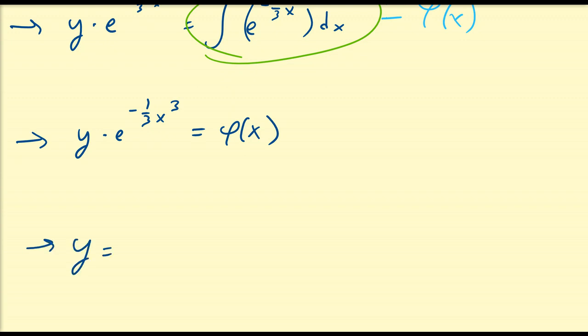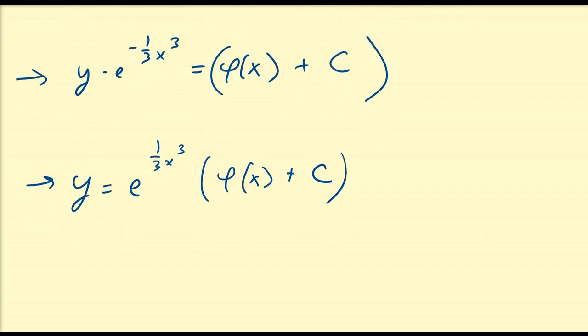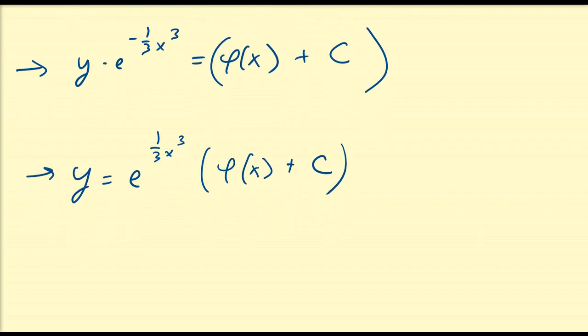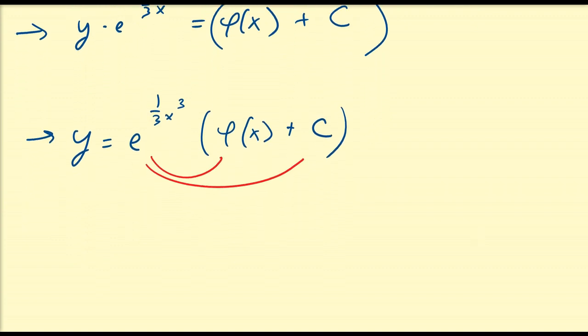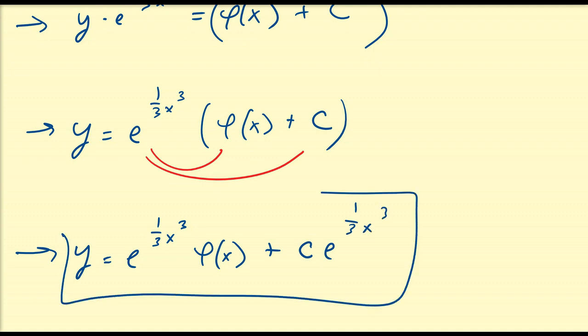So I have y is equal to e to the positive 1/3 x cubed times Φ(x) plus some arbitrary constant c. So let's do this step. I'm going to distribute to sort of perform the analysis. And we have that y is equal to e to the 1/3 x cubed times Φ(x) plus c times e to the 1/3 x cubed.